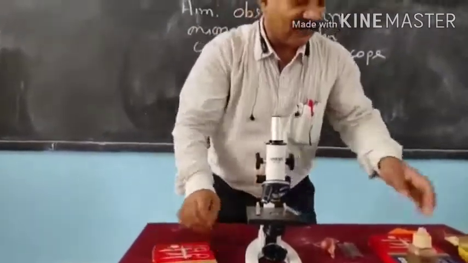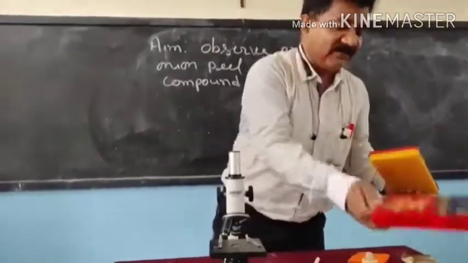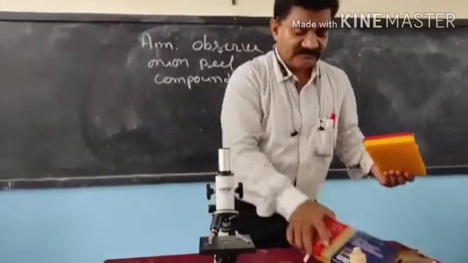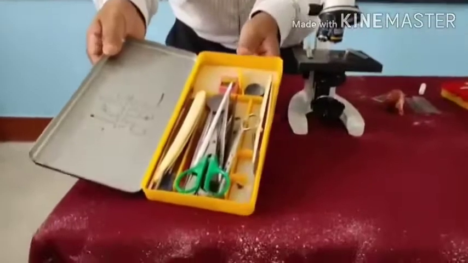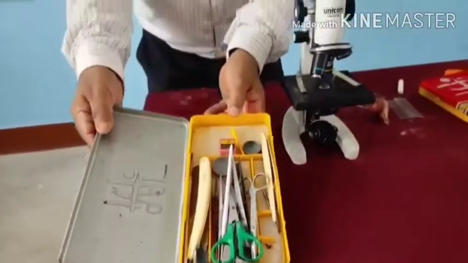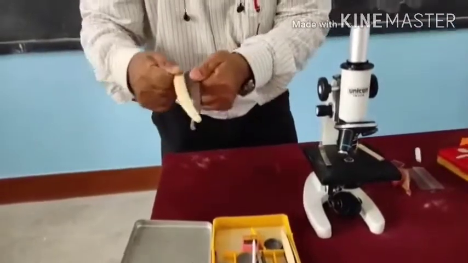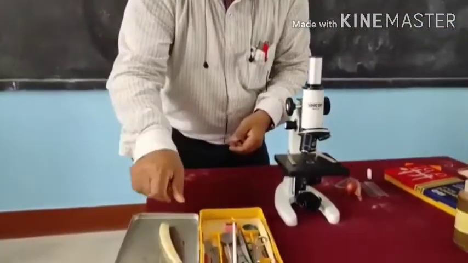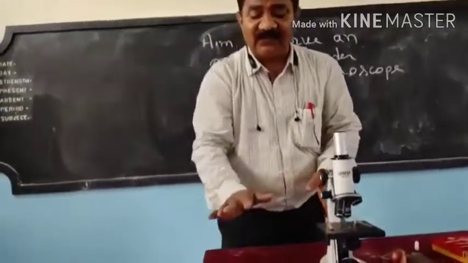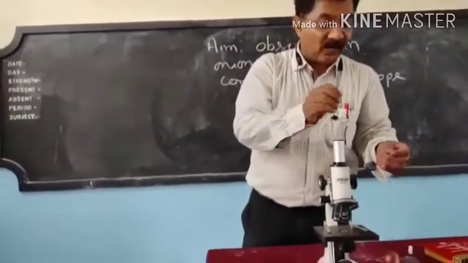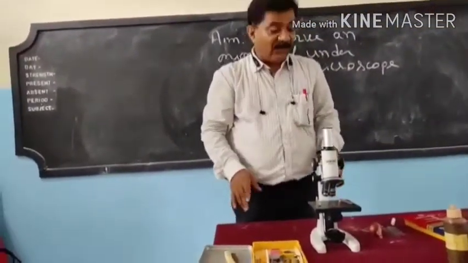And very interesting things are there in the dissecting box. See here what things I have kept in my dissecting box. You will be surprised to know. Just see what things are there: scissor, brush, and so on. These things are used to observe anything in a compound microscope.